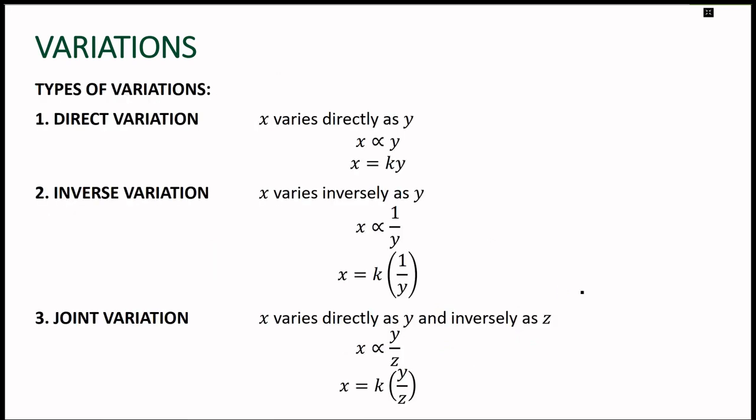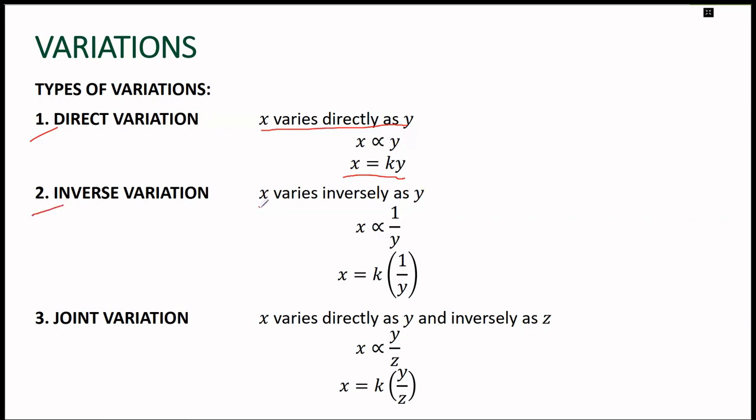Next, what are the types of variation? The first one is direct variation. X varies directly as y. We represent that this way: x varies directly as y. We can also express it as x is equal to ky.